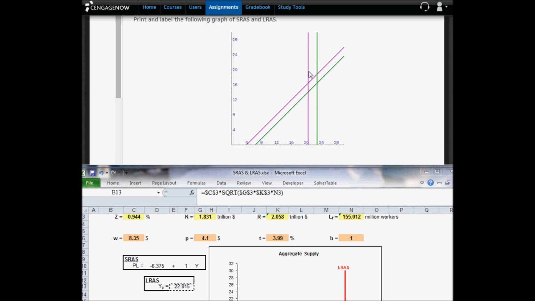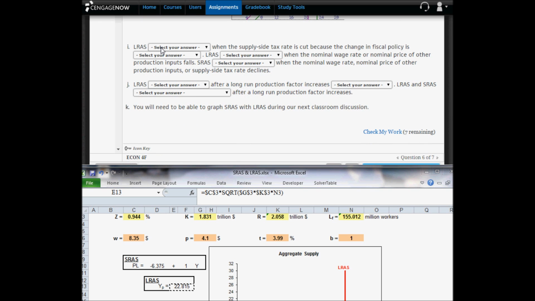In the diagram below, you can see the effect of an increase in technology. It increases long-run aggregate supply to the green vertical line and increases short-run aggregate supply from the purple upward sloping line to the green upward sloping line. Long-run aggregate supply does not increase when the supply side tax rate is cut, because the change in fiscal policy is not permanent. Long-run aggregate supply does not increase when the nominal wage rate or nominal price of other production inputs falls. Short-run aggregate supply increases when the nominal wage rate, nominal price of other production inputs, or supply side tax rate declines.